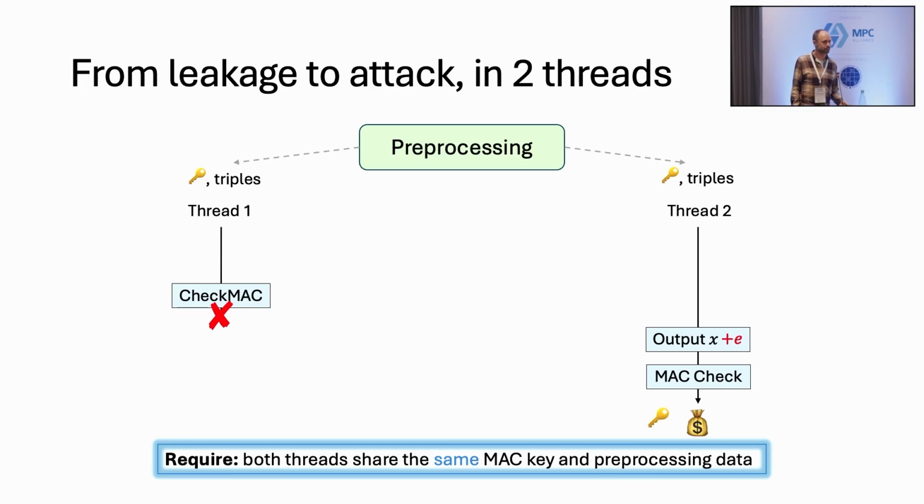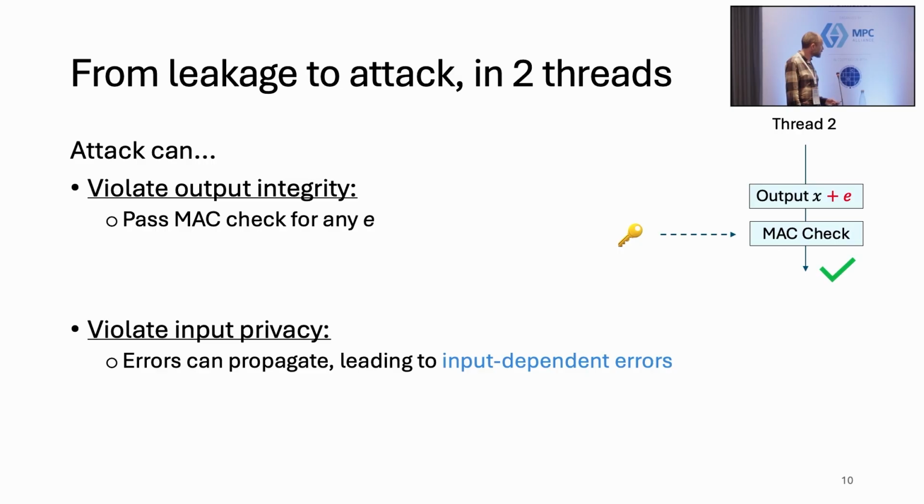so it looks like everything goes fine in that thread. So if this issue were to be present, then you could, of course, violate output integrity of the protocol by changing outputs to whatever you want. You can sometimes also violate input privacy because, of course, if you have a protocol where outputs can depend on each other, then you can end up with these input-dependent errors, which might also, in turn, leak information on the private inputs.